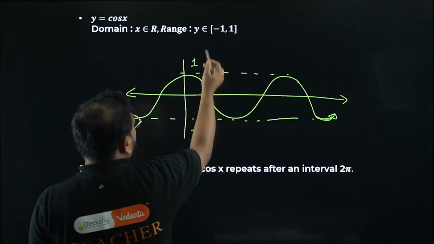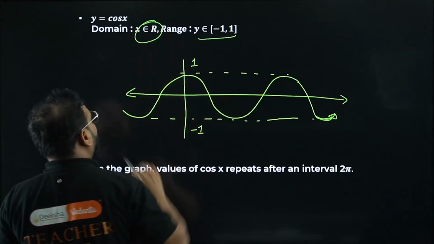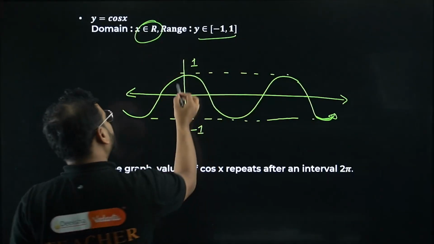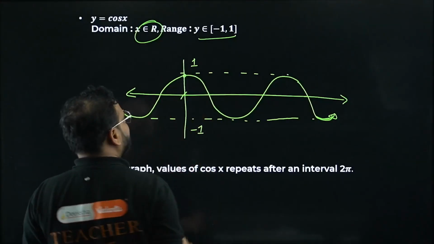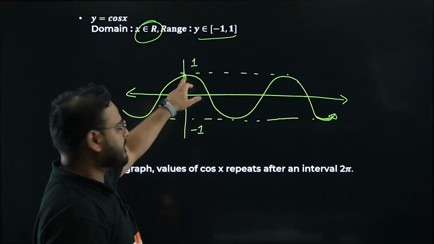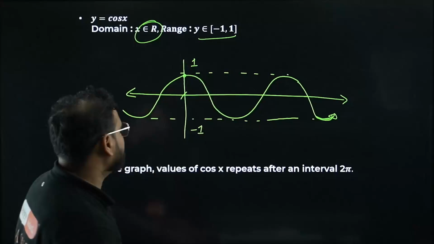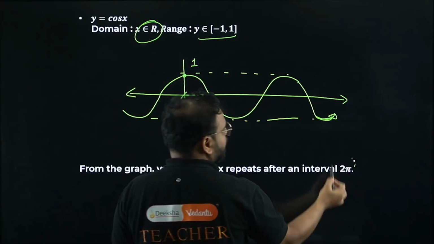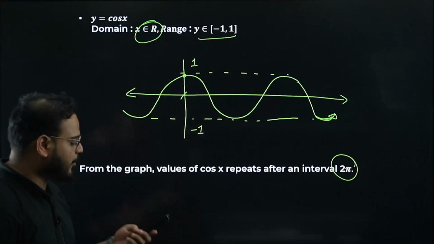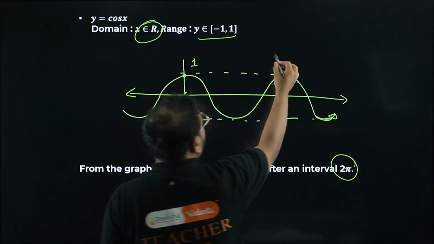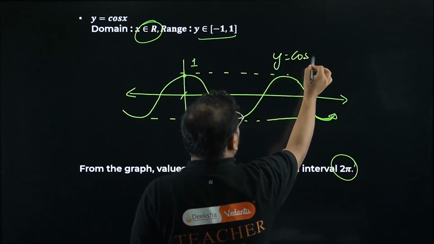So the range is again -1 to 1, and the domain is of course all real. At 0 it will be a positive 1 value. Cos 0 is positive 1, and it again repeats after an interval of 2 pi. A few things to remember about cos x also. This is the graph for y equals cos x.